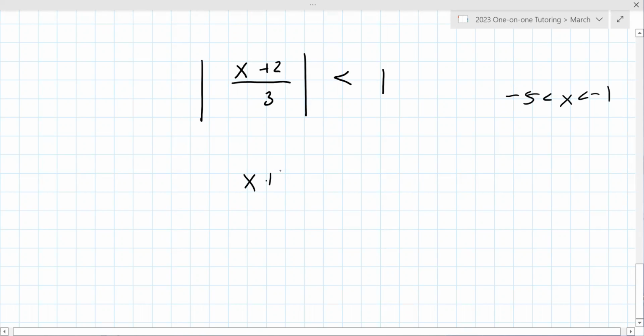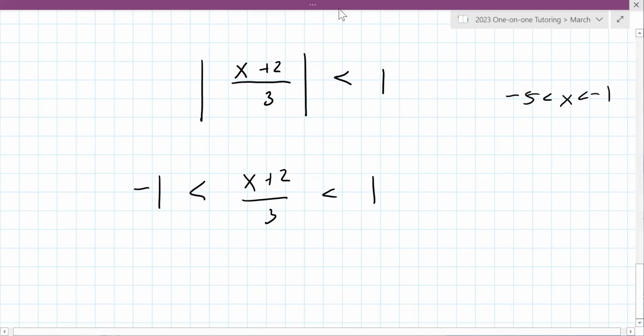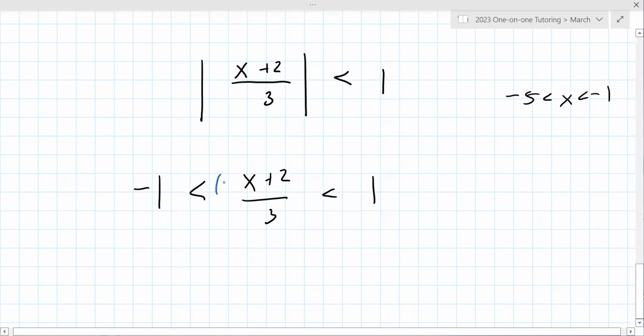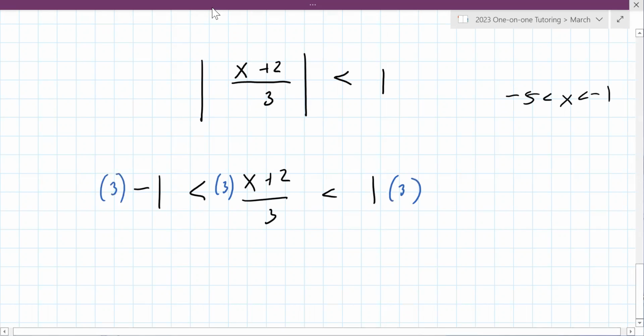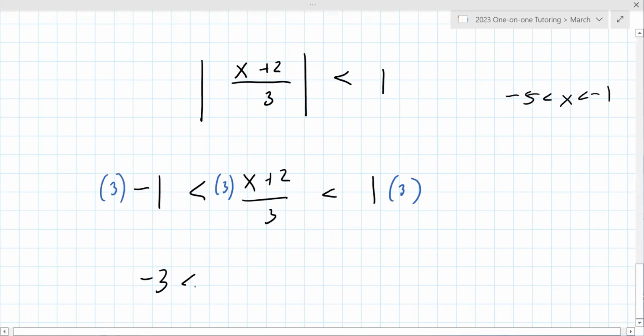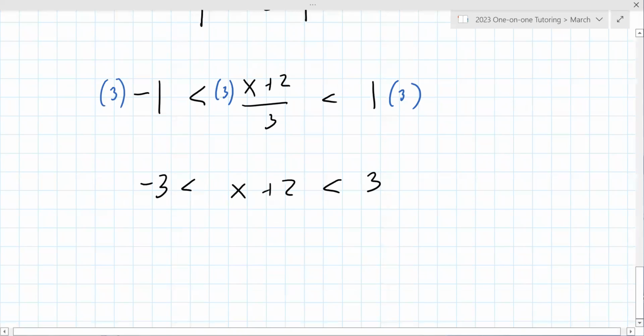Did you write x plus 2 over 3 in the middle, less than 1, and then on the left put a -1, something like that? Yeah. Okay, did you multiply everything by 3? Yes. Okay, so that becomes -3 less than x plus 2 less than 3. Is that what you have written? Yeah. Okay, tell me what you do from here.